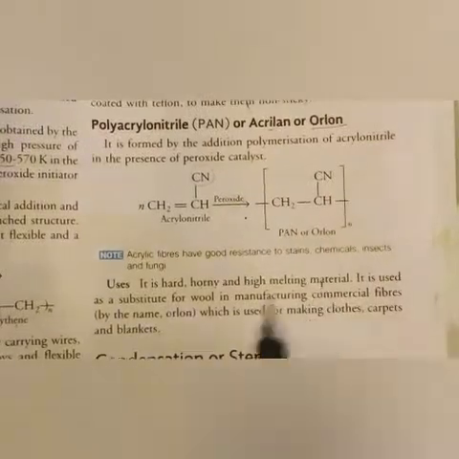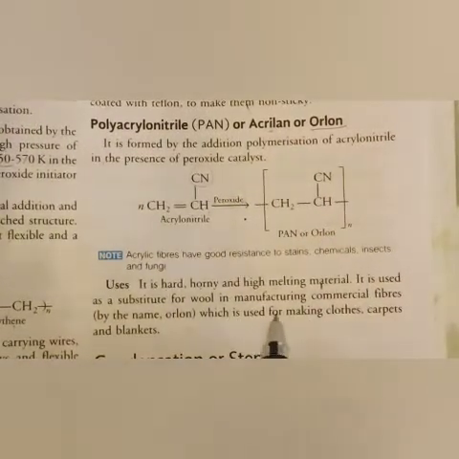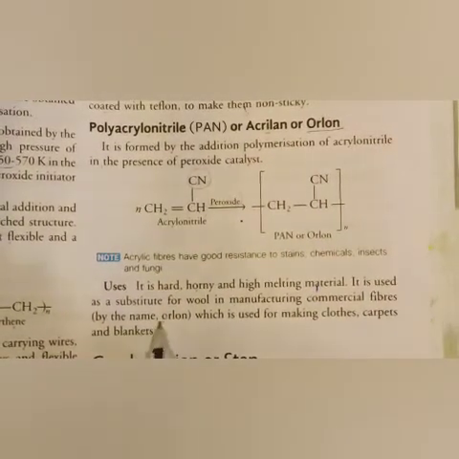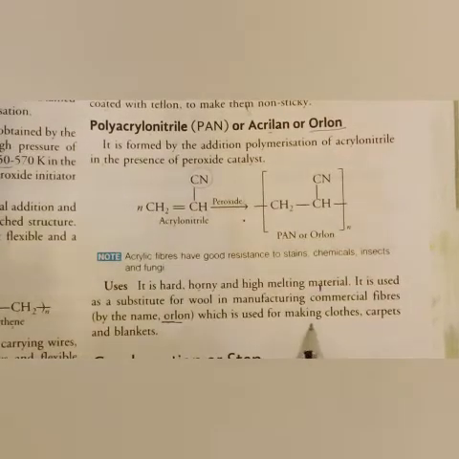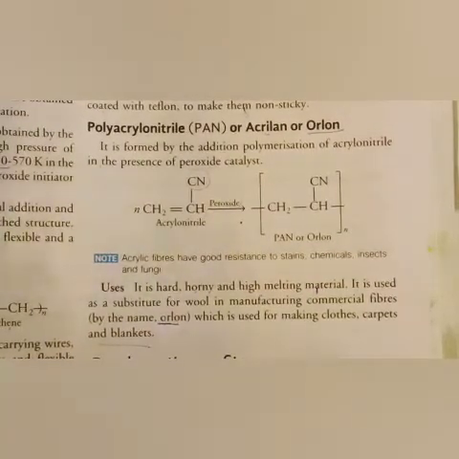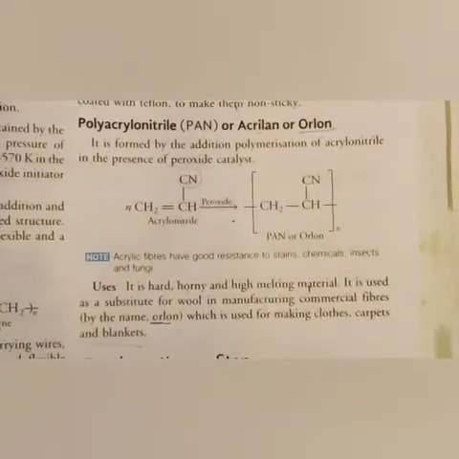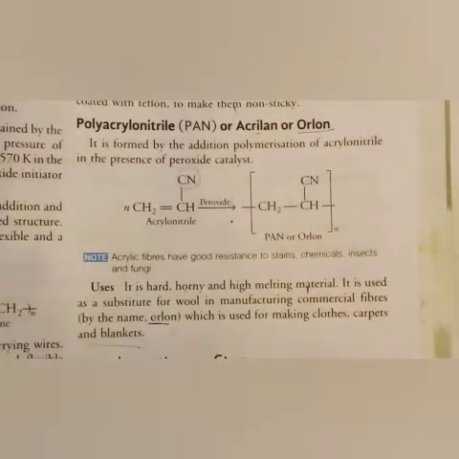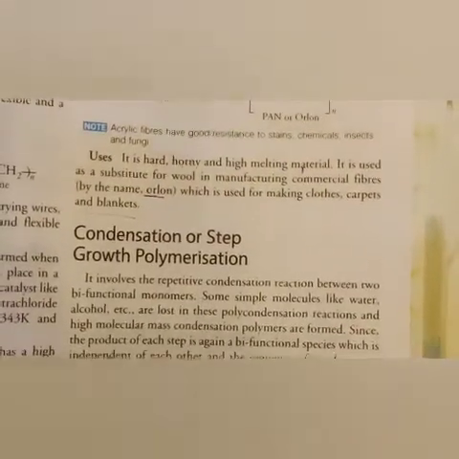It is used as a substitute for wool in manufacturing a commercial fiber named Orlon, which is used for making clothes, carpets and blankets. It is an alternative to wool. These are the three compounds of addition. In a similar way, we will see some compounds of the condensation step.